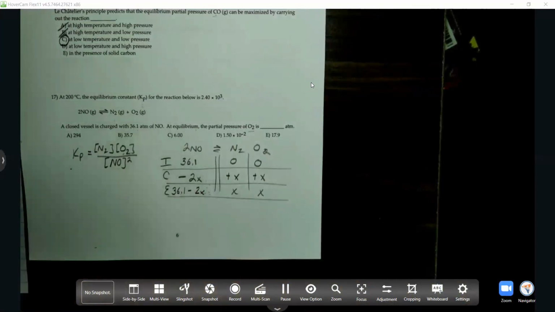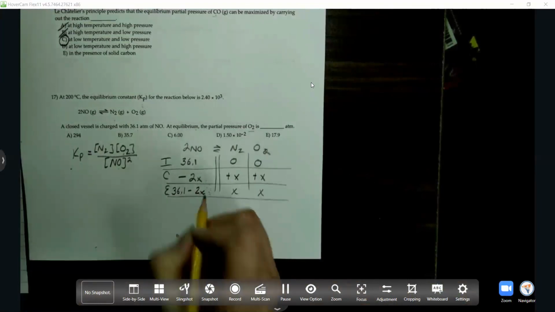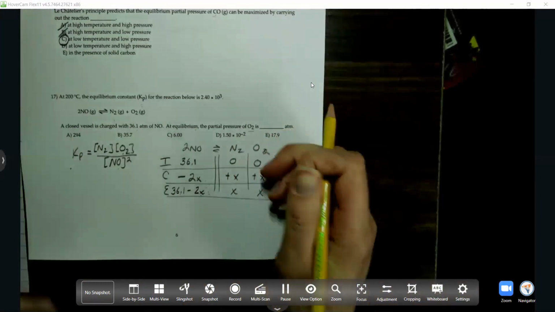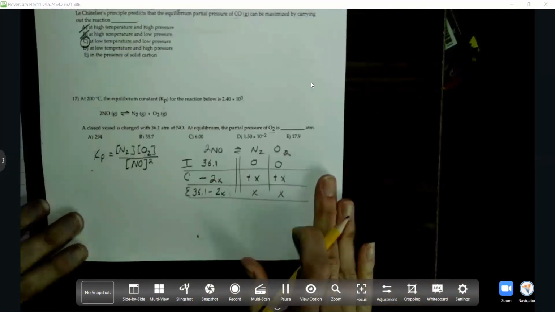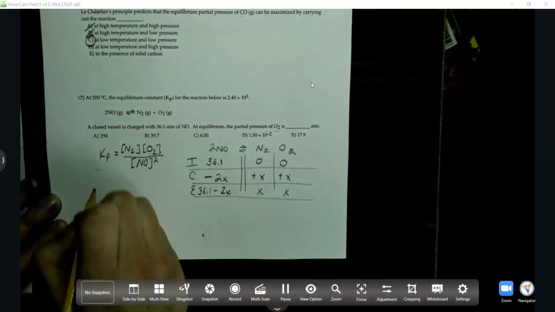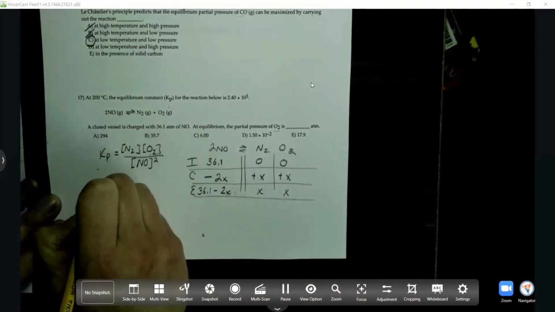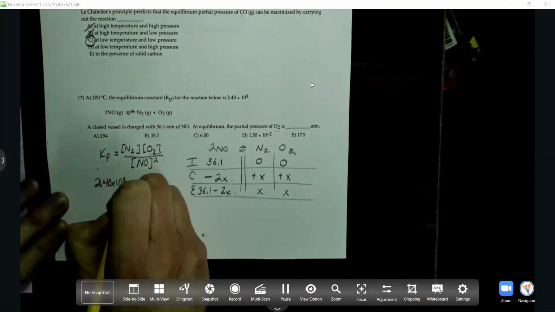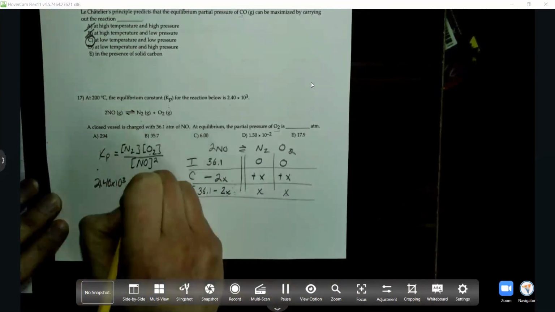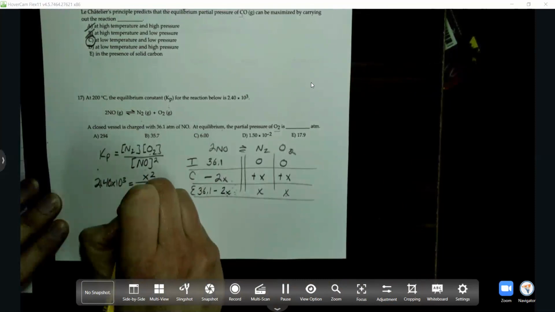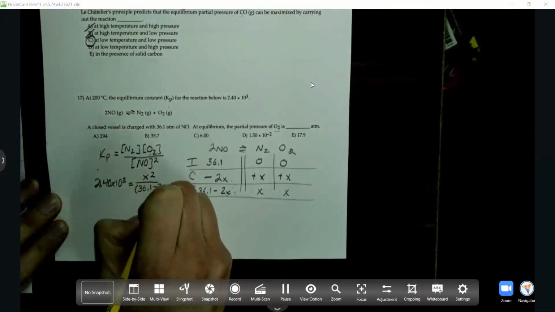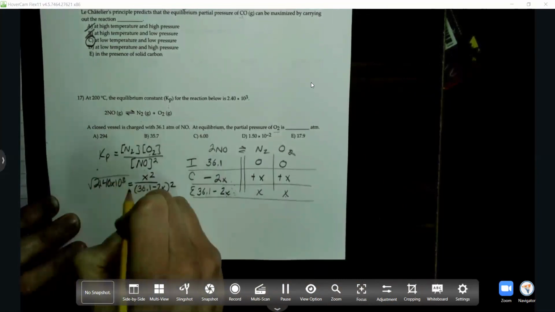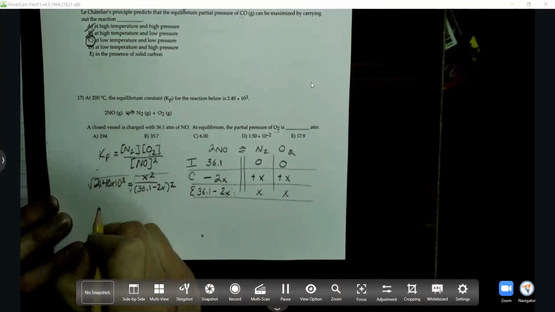I would not give you an exam question where you would end up with a quadratic equation. In this case, we don't end up with a quadratic equation, which is why it's not so challenging. We're going to keep solving it. So our Kp is 2.40 times 10 to the 3, and that's equal to x squared divided by (36.1 minus 2x) squared. So both of our terms are squared, so we can take the square root of both sides to solve this.